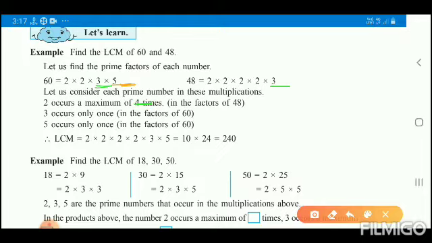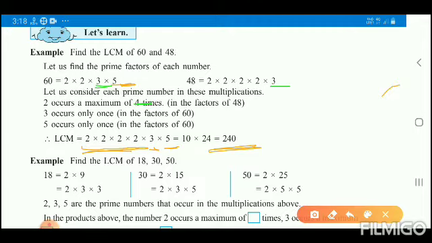So we will find the LCM. Look here, how many times does 2 occur? Maximum 4 times. So we take 2 multiplied by 2 multiplied by 2 multiplied by 2, 4 times. Now 3 occurs 1 time and 5 also 1 time. If you multiply all these, you will get the LCM of 60 and 48 is 240.